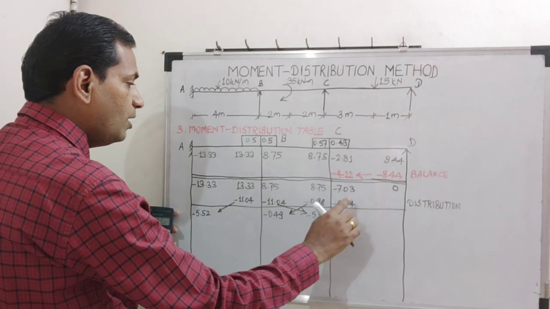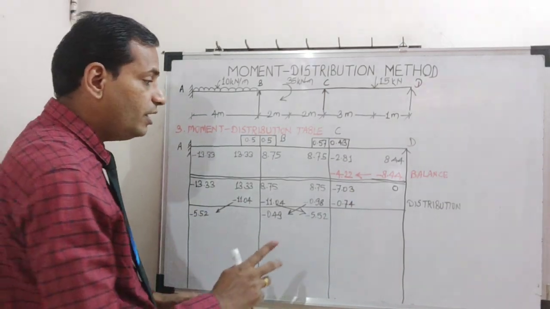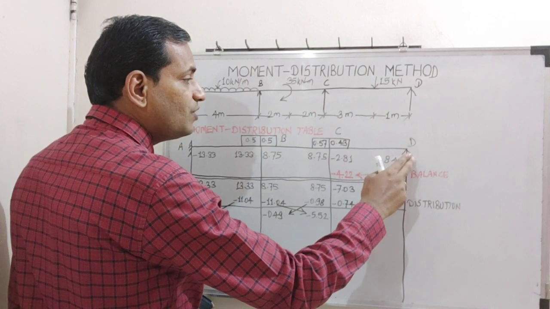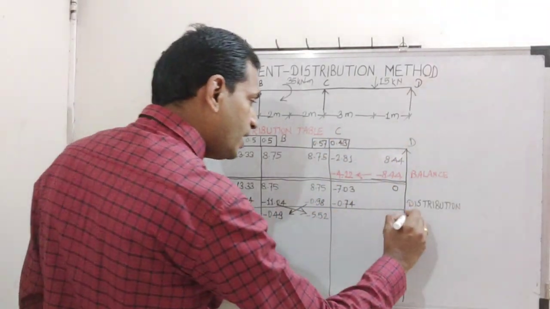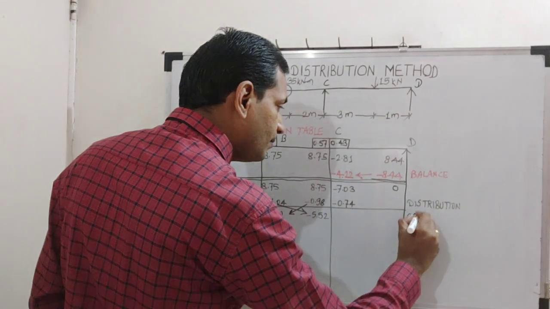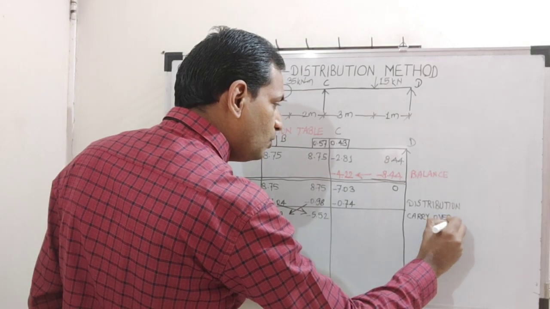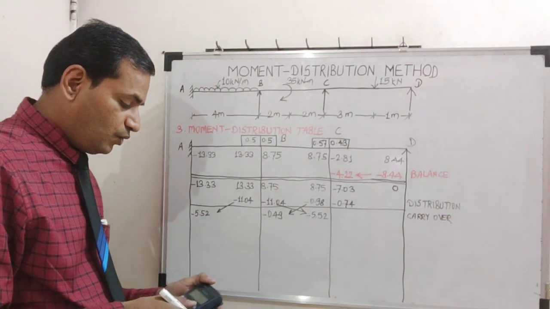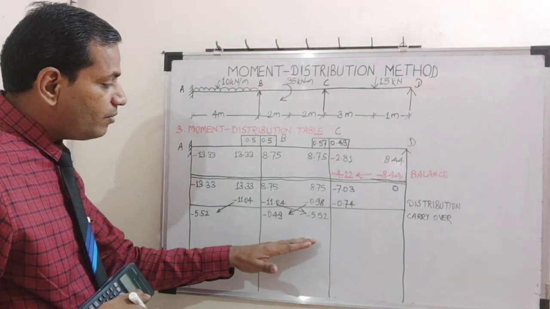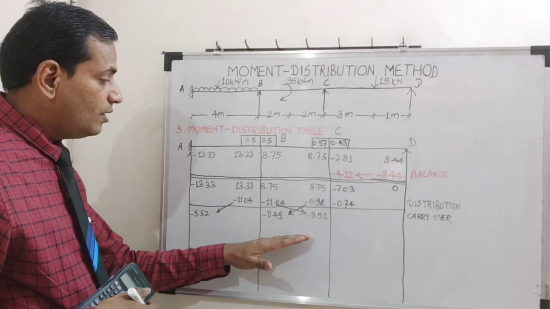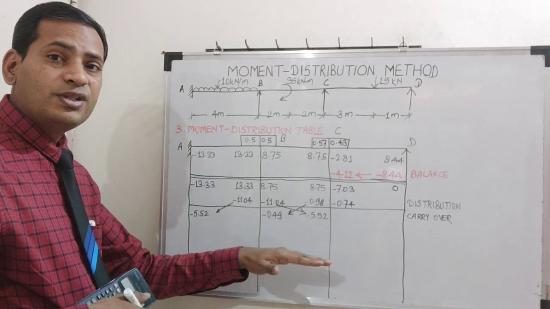Are we going to take half carryover of this here? No. Why? Because there is no fixity at the far end. It is simply supported end. So this is our carryover step. So after the distribution, we have again some lesser magnitudes of values which are unbalanced moments. They still need further distribution.